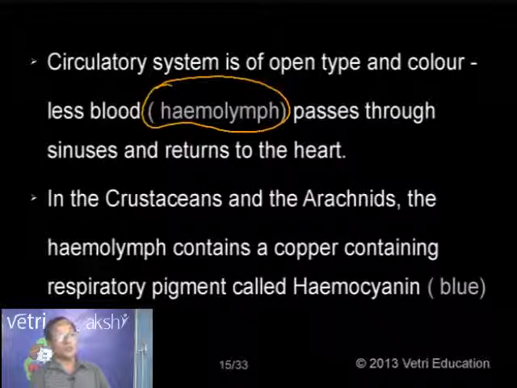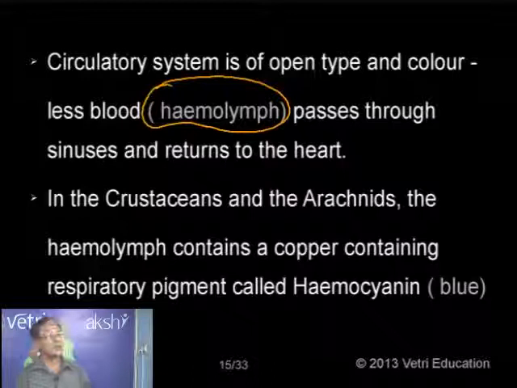A system of branched tubes we have in the case of insects, for example, the tracheal system. That one is directly supplying oxygen to the tissues and removing carbon dioxide directly from the tissues. This is what we call direct tissue respiration. There is no role played by the respiratory pigments, but the oxygen and carbon dioxide are being transported directly to the tissues and also to the external medium.